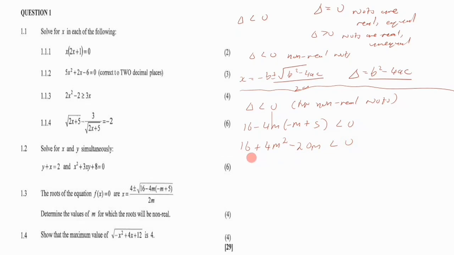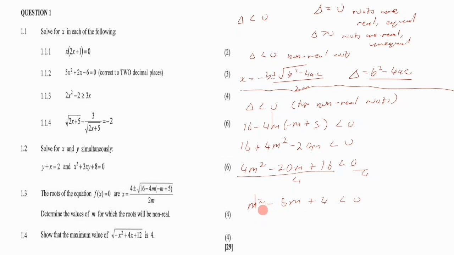Now we can see that all these numbers in here, let's first write them in standard form. So now we can see that all these numbers are divisible by 4, so we can just divide everything by 4. And then we will have m squared minus 5m plus 4, and then less than 0, right?